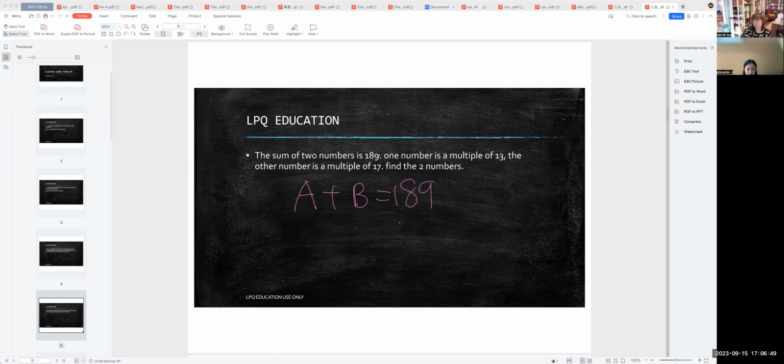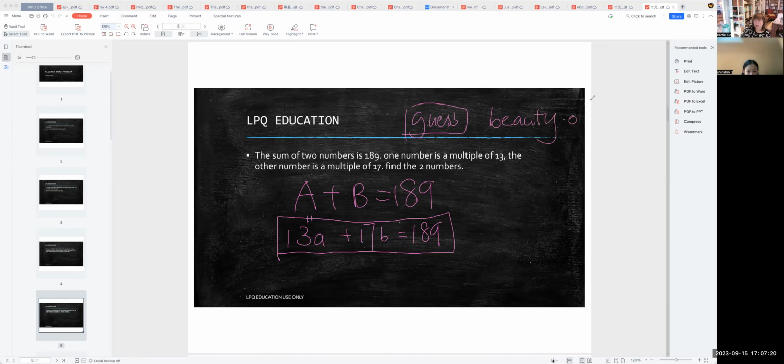Can you do it? Right? So one number is multiple of 13. Can I write 13 times A? Right? The other is multiple of 17. 17B. Right? Equals 189. Some kids say, teacher, I still can't do this one. Then can't you guess? Take a guess. Stars says, teacher, can we guess in math? Yes. So that is the beauty of guess.